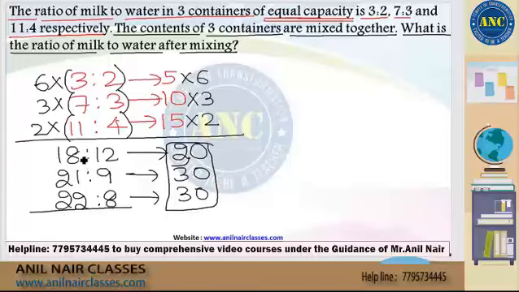The resultant is 18 plus 21 plus 22. It is nothing but 61. 12 plus 8 is 20, plus 9 is 29. Answer is 61:29. 2 containers is what we have solved in the previous few questions. Now I am taking it for 3 containers. It really does not make any difference.